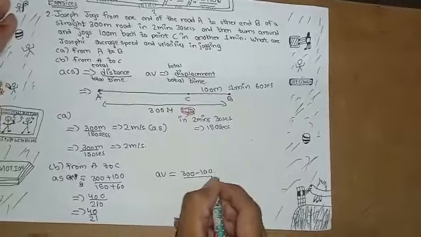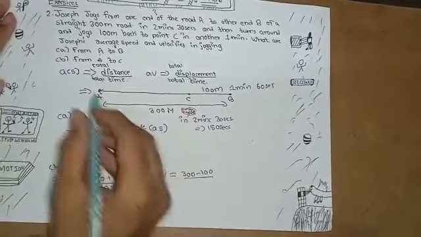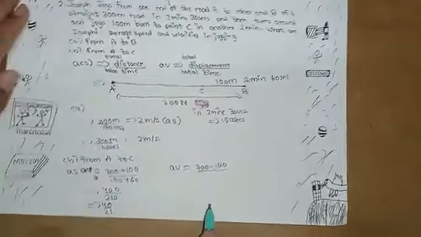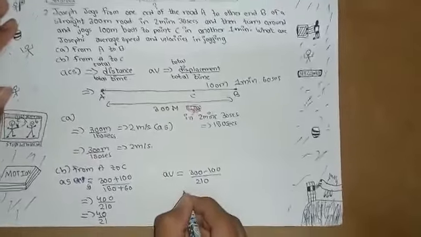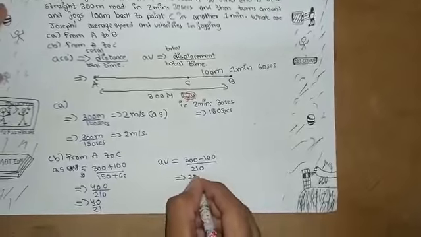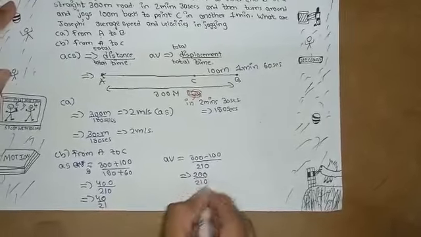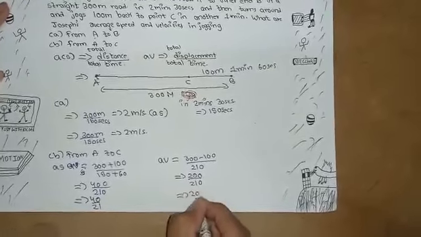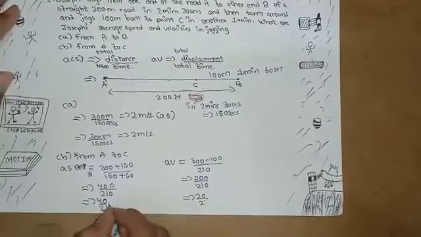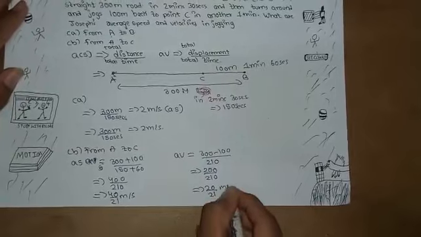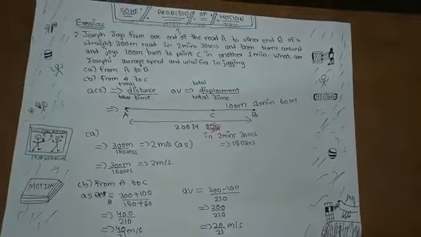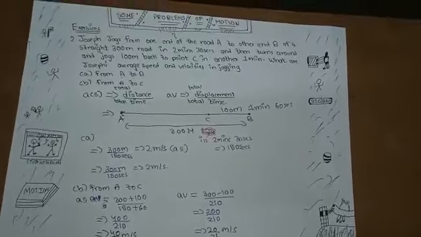So the total time taken would be 210. So it will be 200 by 210, that means 20 by 21 meters per second. So this is the final answer that we will get, and the next sum we'll see next.